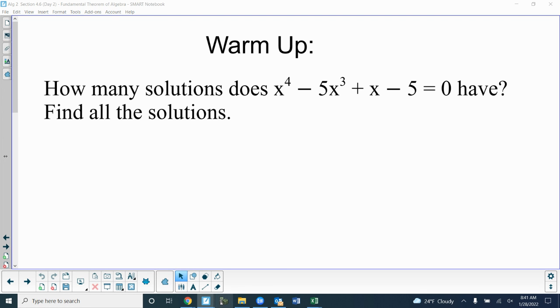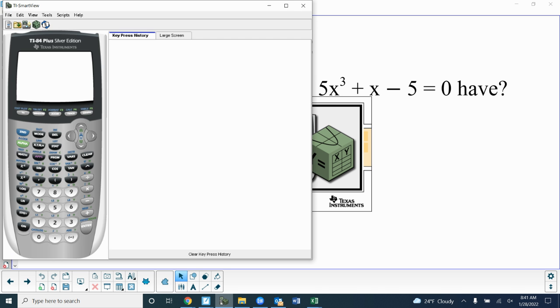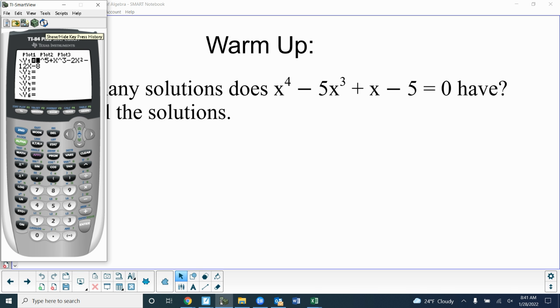Let's put this in our calculator. You all did that part, right? And I think you only see two of them. Is that what happened? Yeah, that's all I see.